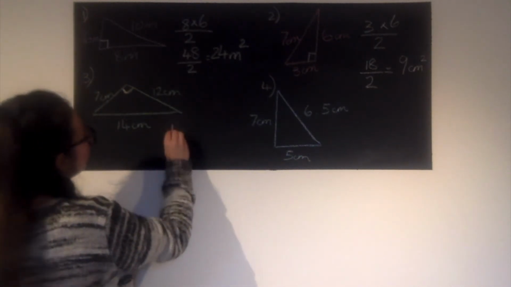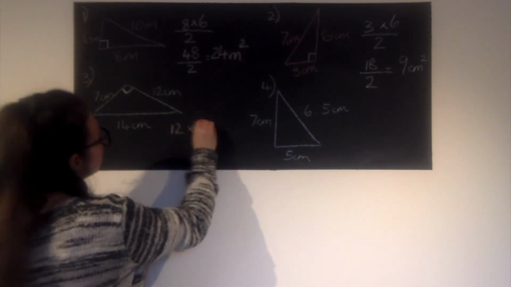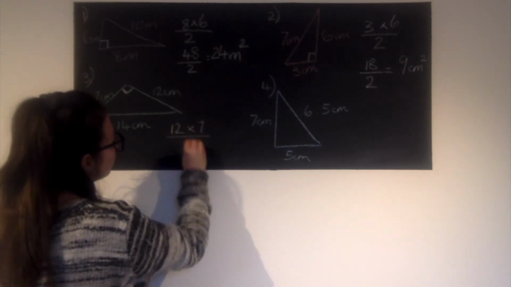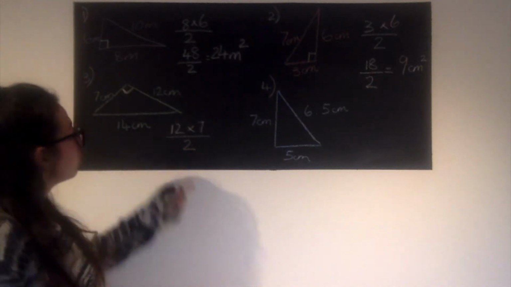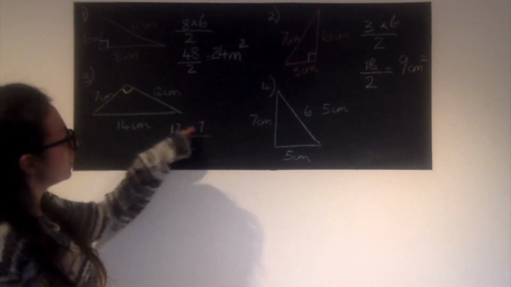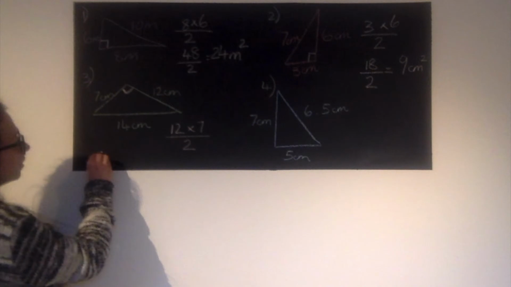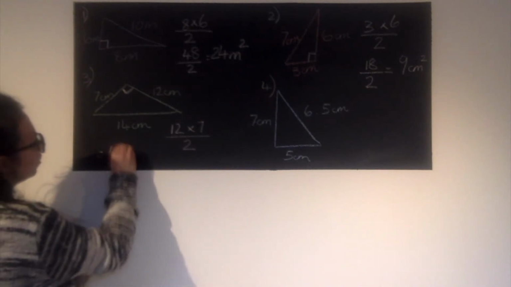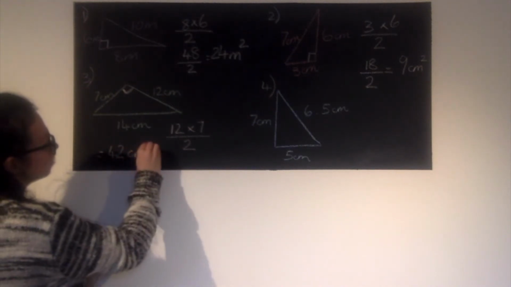So we need to do 12 times by 7 divided by 2. You might have made that easier. You could divide the 12 by 2, so you've got 6 times 7, but our answer should be 42 centimetres squared.